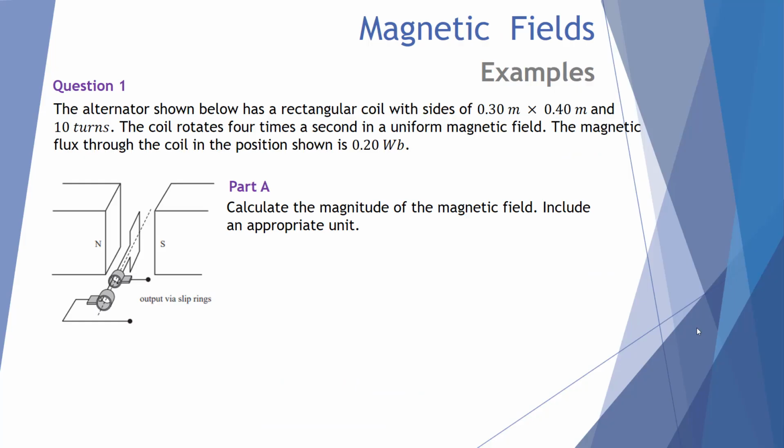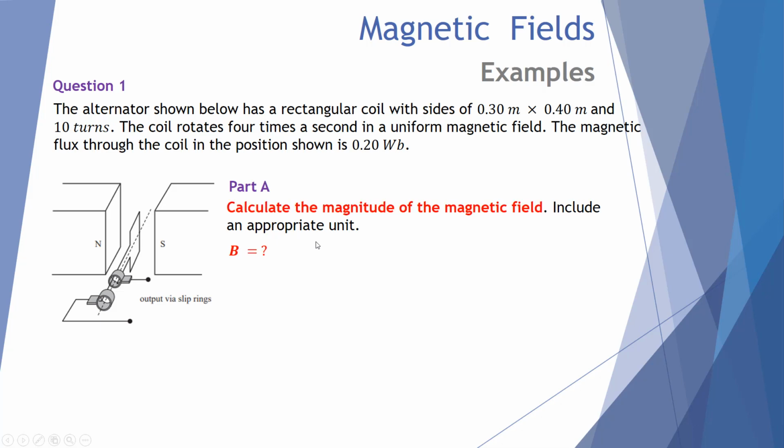The alternator shown below has a rectangular coil with sides of 0.3 of a meter and 0.4 of a meter and consists of 10 turns. The coil rotates 4 times a second in a uniform magnetic field. The magnetic flux through the coil in the position shown is 0.20 Weber. So here's our diagram. We've got a set of slip rings going into our alternator, and we've got magnetic fields in our coil here. So part A, calculate the magnitude of the magnetic field.